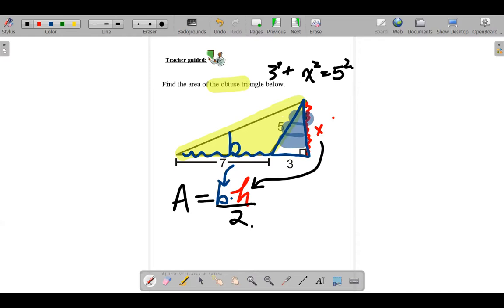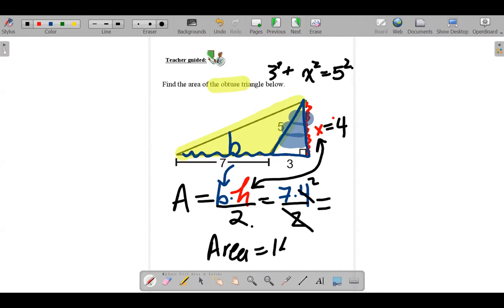I've honestly only had 2 of you answer, so I'm obviously going to go over it with you. Your X here should have been 4. And so your base of the yellow triangle is 7. Your height is 4 over 2, and 2 goes in there twice. So the area here is 14 units squared.